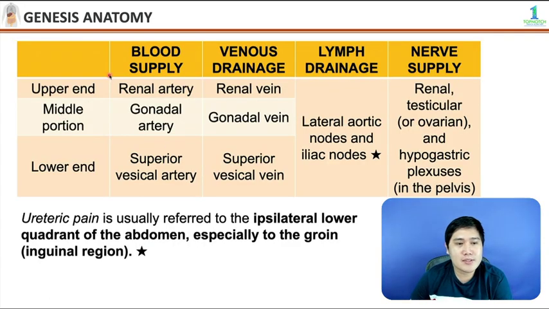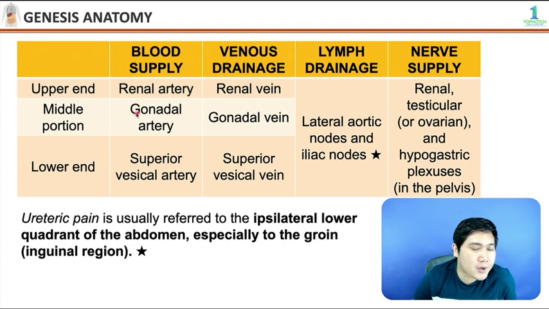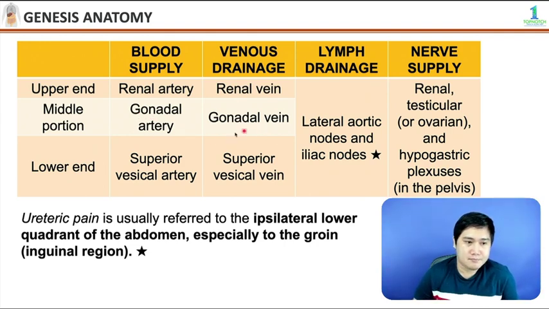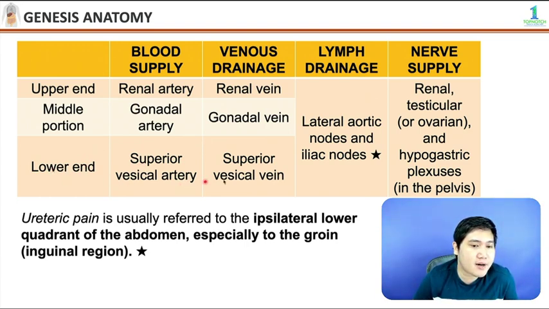Just like your esophagus, your ureter has 3 blood supplies, with venous drainage. At the upper end, the blood supply comes from the renal artery, drained by the renal vein. Your middle portion is supplied by the gonadal artery, drained by the gonadal vein. And your lower end is supplied by the superior vesical artery, drained by the superior vesical vein.